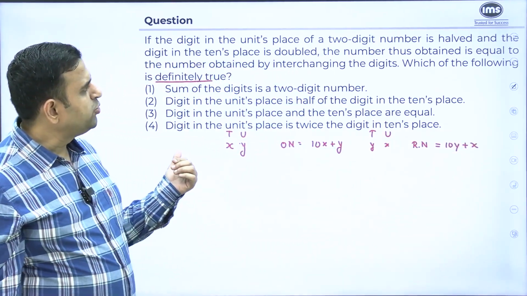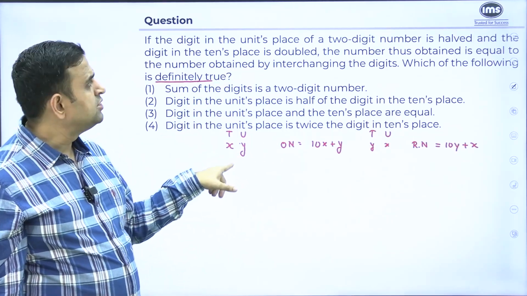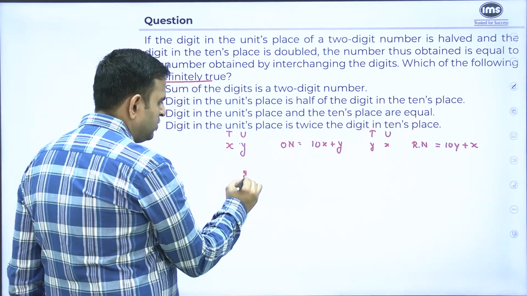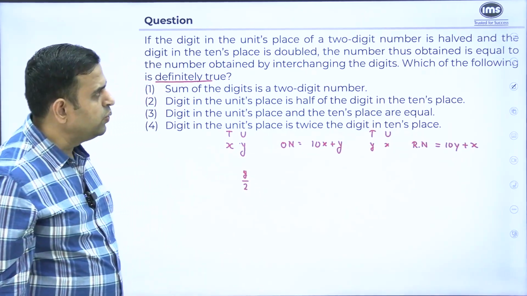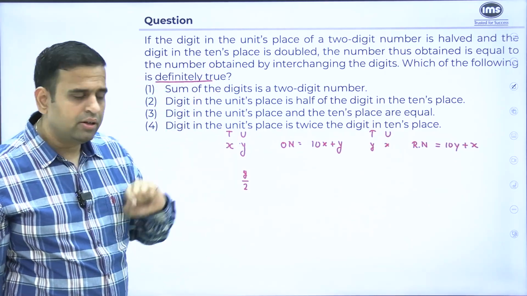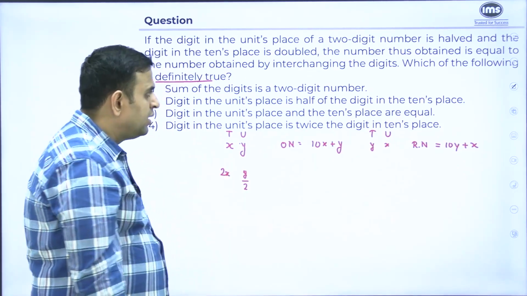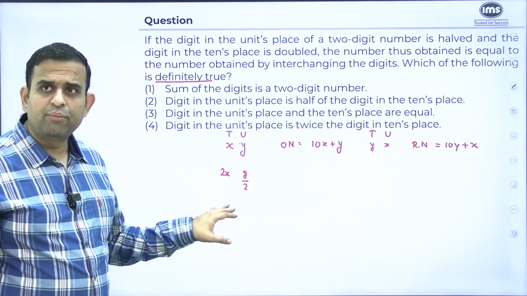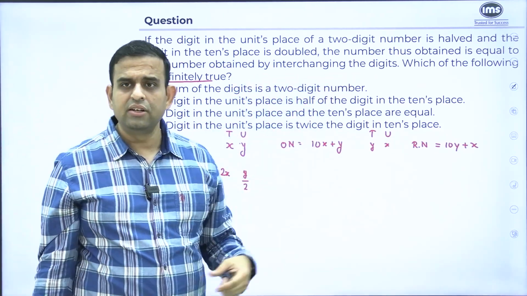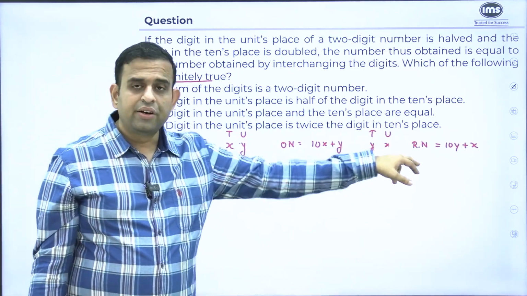Now what are they saying? Let's look at this particular part. If the digit in the unit place, which is y in our case, is halved, we now get a new number with y by 2 in the unit place, and the digit in the tens place is doubled, which means x now becomes 2x. This number which is obtained is equal to the number obtained by interchanging the digits, which simply means that this number must be equal to the reverse number.